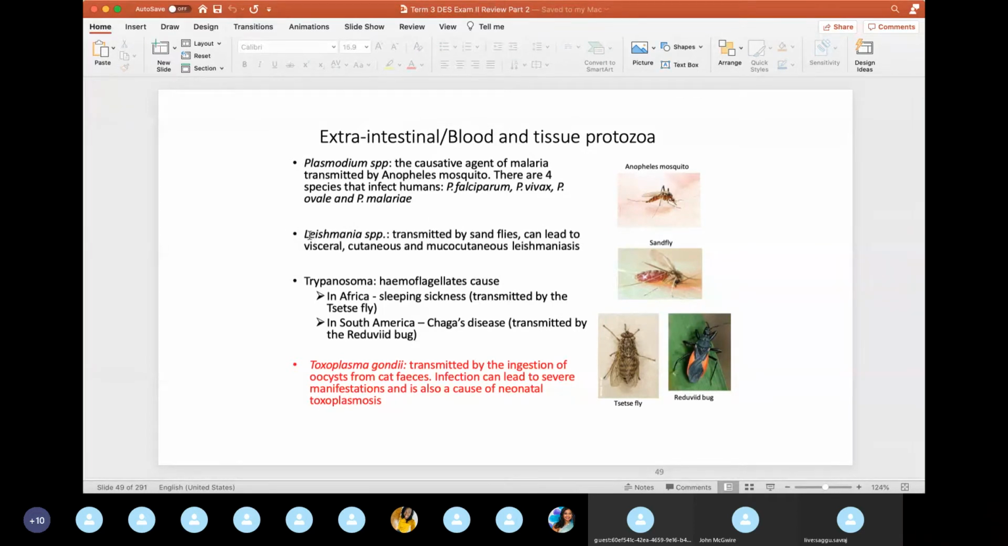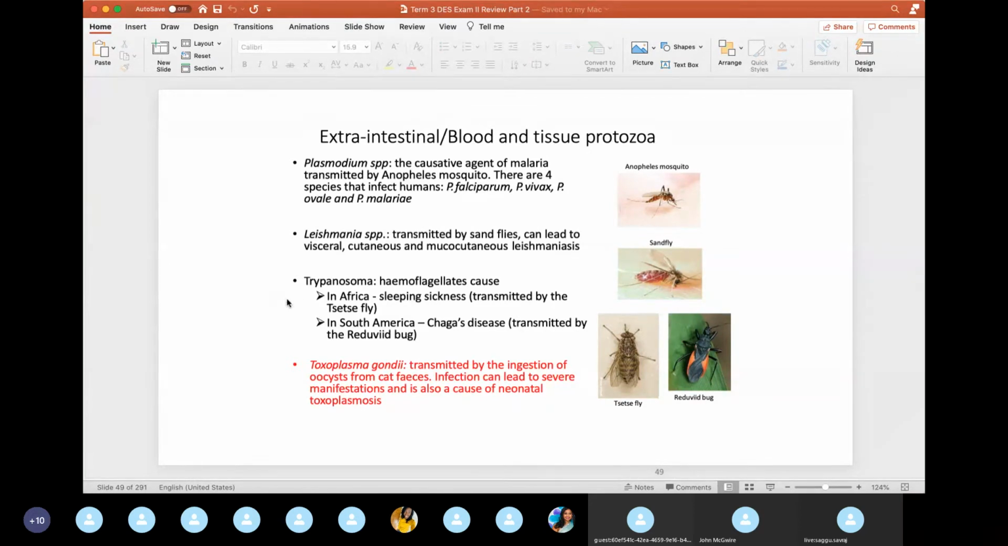Next, Leishmania. Leishmania is transmitted by sandflies. It can lead to different things. But the high yield here is the cutaneous leishmaniasis and the visceral leishmaniasis. Do you talk about Kala-Azar or no? No. Okay, never mind. That's going to be on term 5, I think, or term 4. So Leishmania transmitted by sandflies. It can cause visceral and cutaneous leishmaniasis.